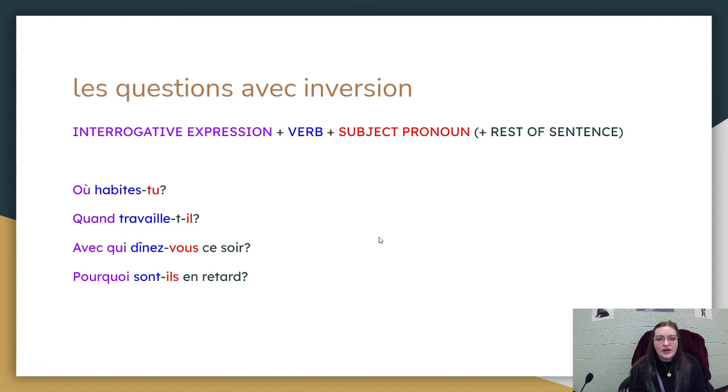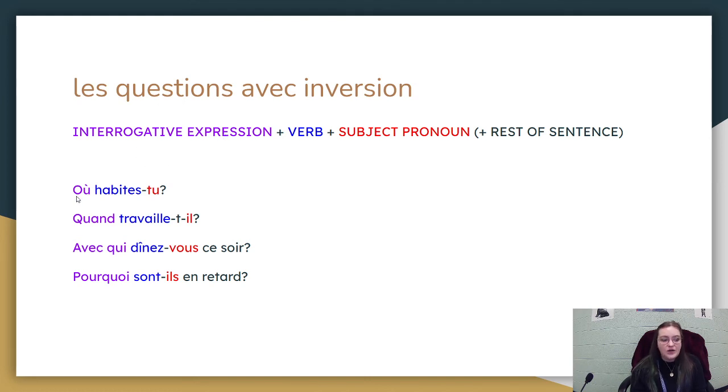And last one, if you are asking an information question. Now, information questions are any questions that aren't yes or no. So they have a question word at the beginning, things like what, or when, or where. So in those cases, we start with the interrogative expression, which is usually a question word, then the verb, then the subject pronoun, then the rest of sentence. So same structure, verb first, then subject, but we begin the sentence with the interrogative expression.